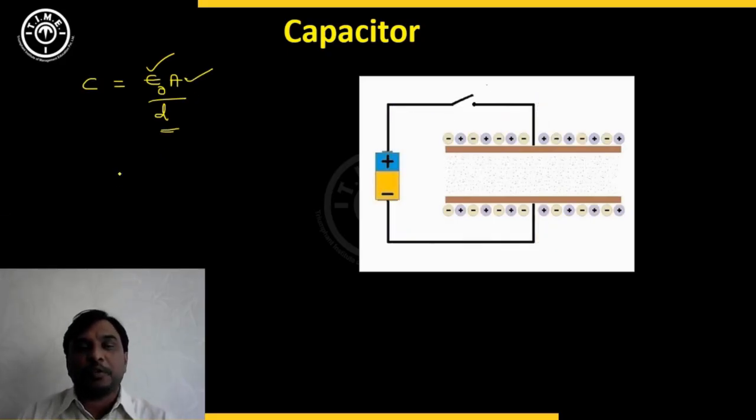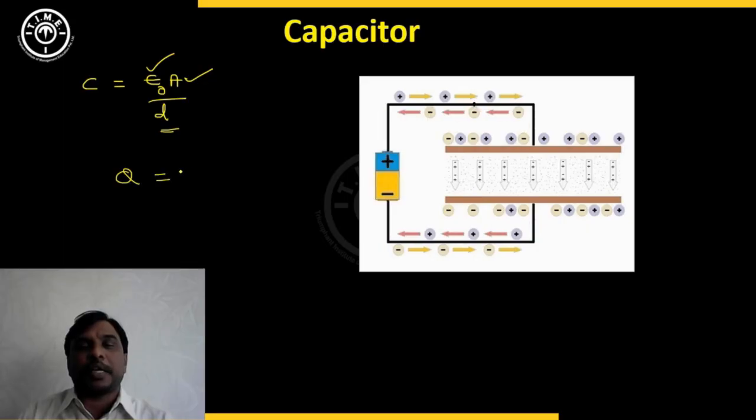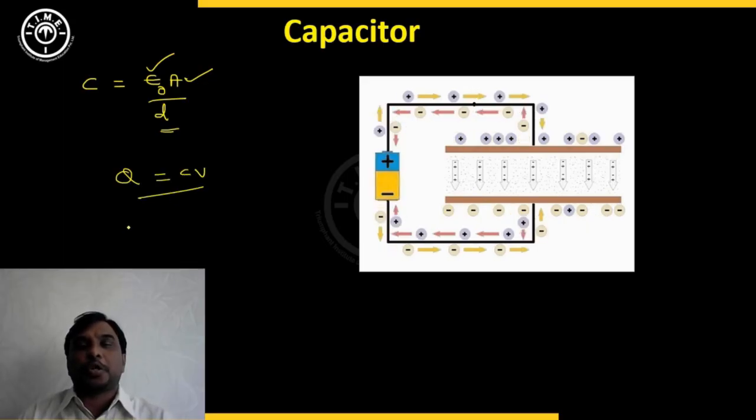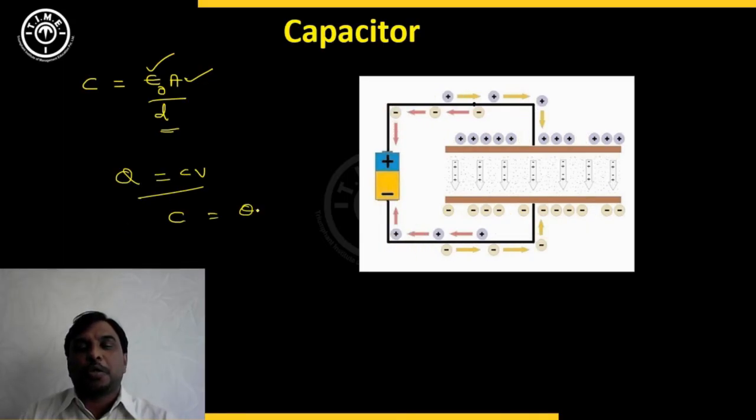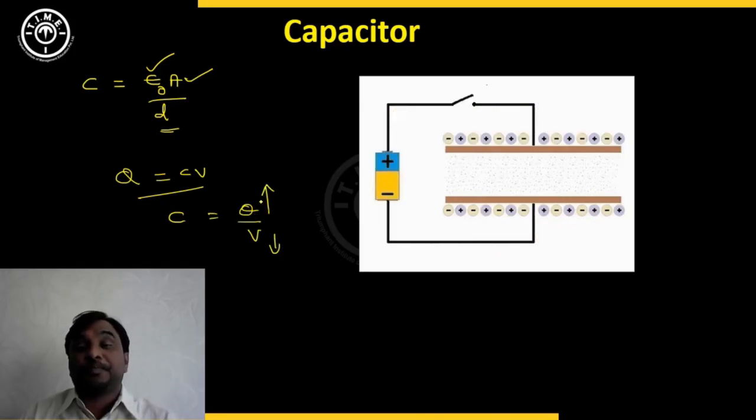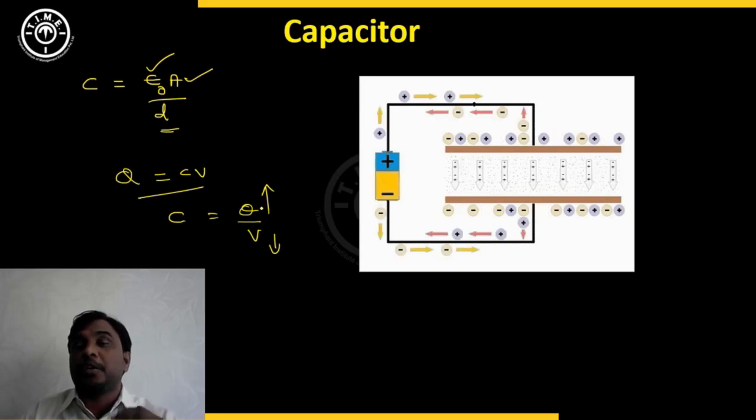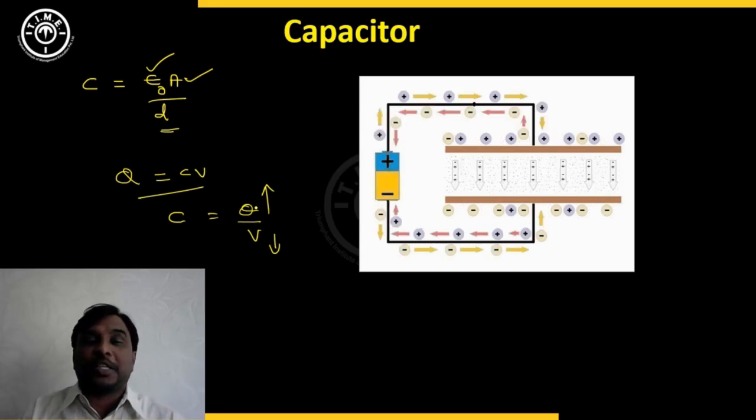You can write the relation between charge, capacitance and potential also. That is Q equal to CV, or C equal to Q by V. At low potential, you can store more charge. That you have to remember.